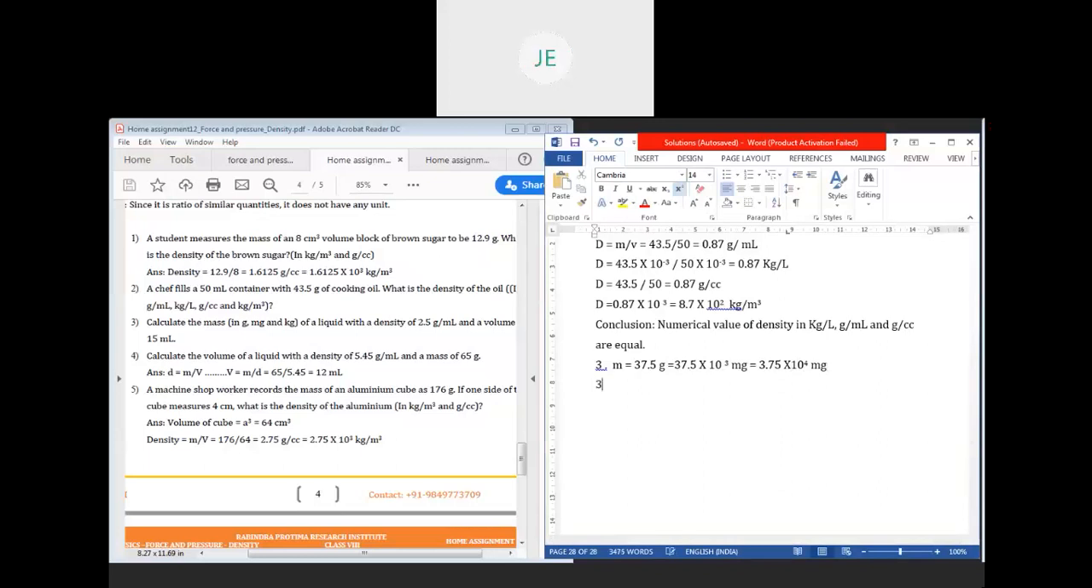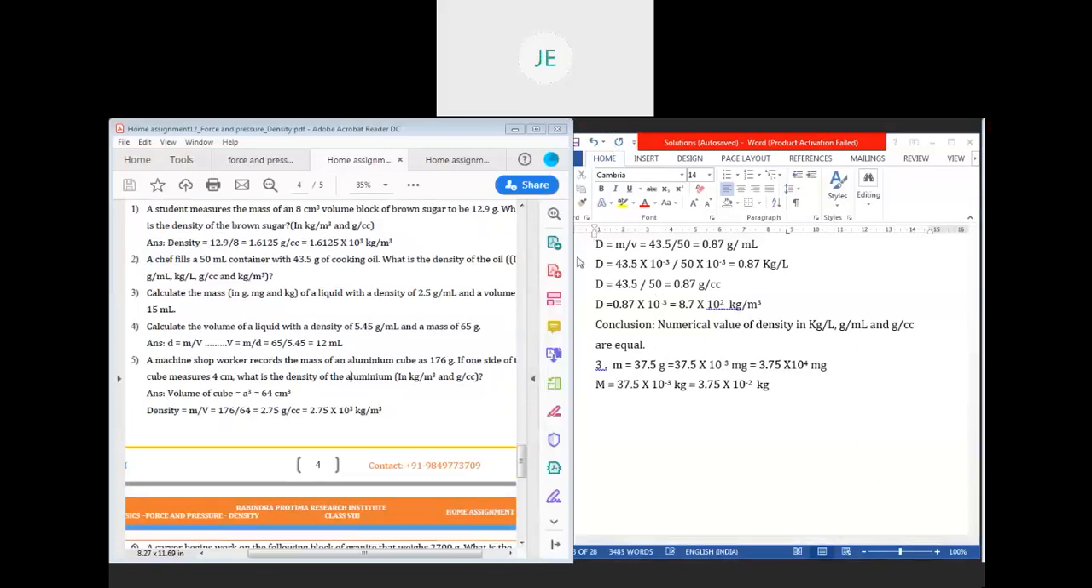Or in kgs, 37.5 into 10 power minus 3 kg, or which is equal to 3.75 into 10 power minus 2 kg, because 37.5 we can write it as 3.75 into 10. So if you simplify, you will get this one. Very good.